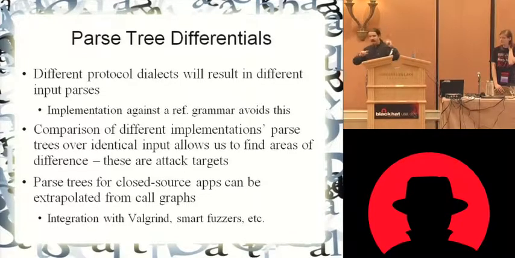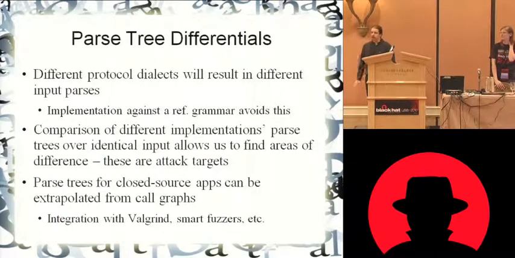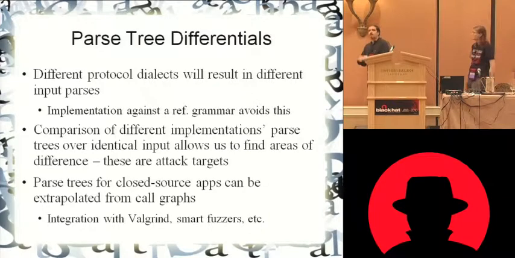Because everything after that now is an opportunity to confuse one or both of the implementations. You are able to perhaps get code past an IDS that emulates the target system, but does so in a slightly different way, if you're aware of what that way is, because that way you can create a packet that's going to come in, be validated by the IDS, and then passed on to successfully attack the target.